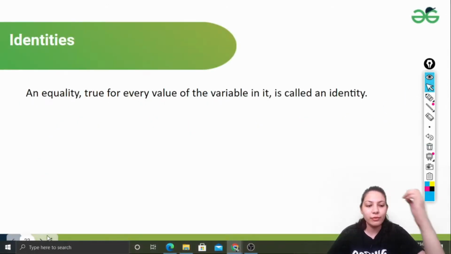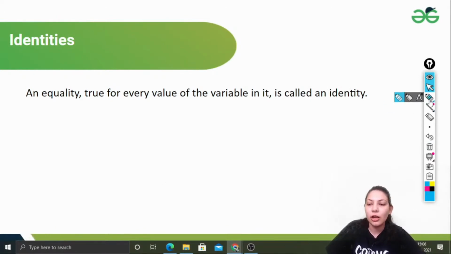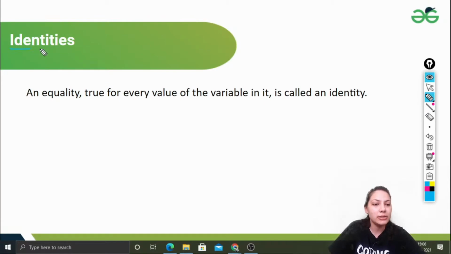So we are done with all the operations on polynomials and algebraic expressions. Now we are left with the last part, that is identities. So basically, what is the identity? So identity is an equality that is true for every value of the variable in it. So such type of properties are exhibited by identities.